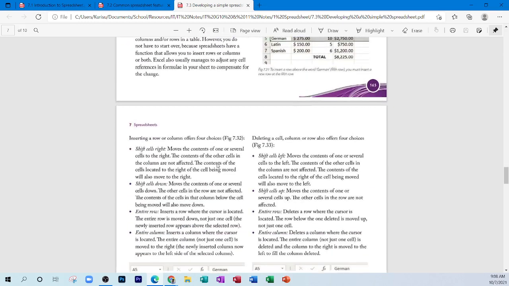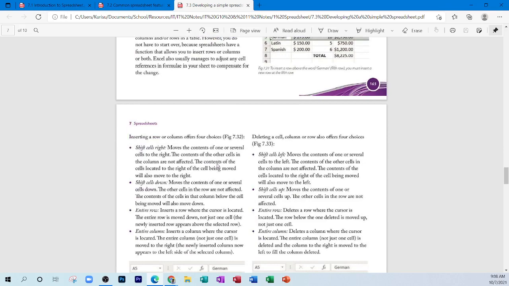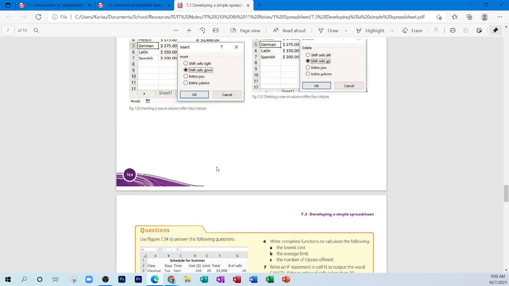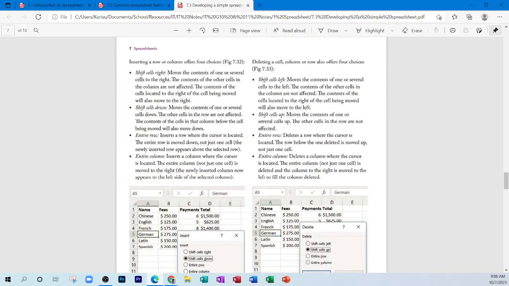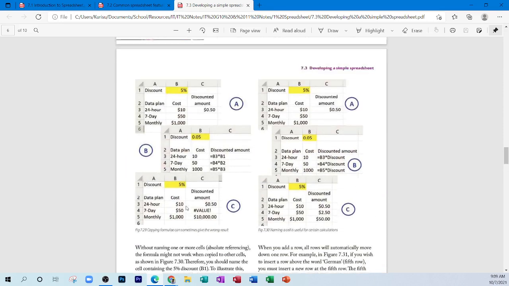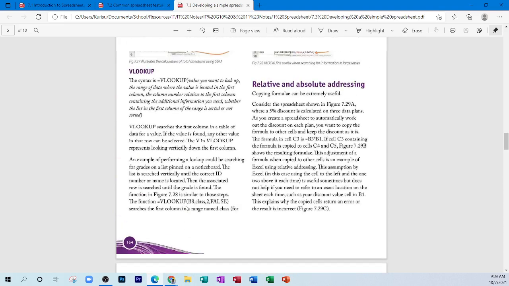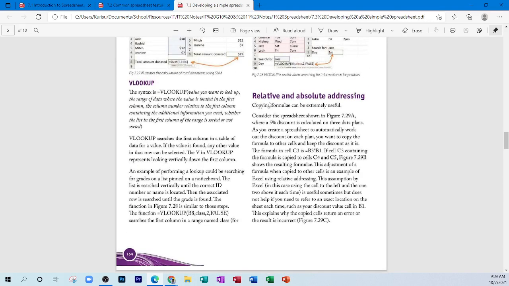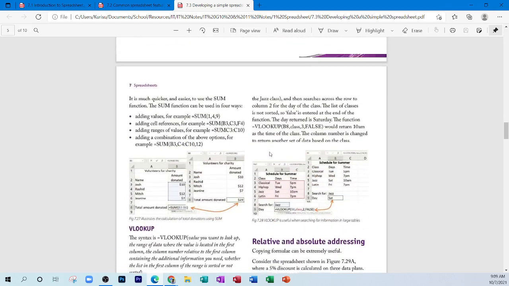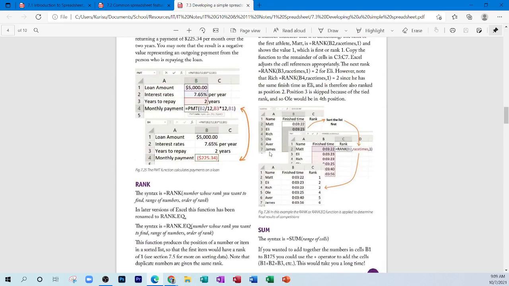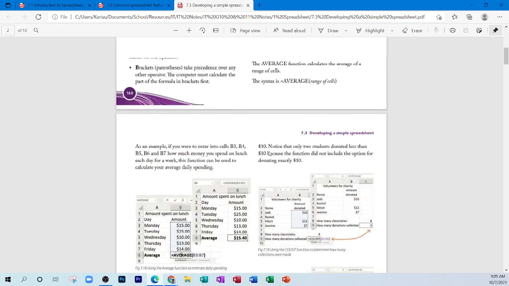Anybody remember when I was copying a formula, the formula was changing? Anybody remember that? No one? Alright, so when you copy a formula, it actually changes based on its location, and it has to do with the topic of relative and absolute addressing. So when we get to that topic, we'll understand why formulas change when we copy them.